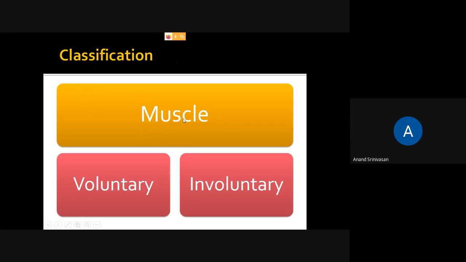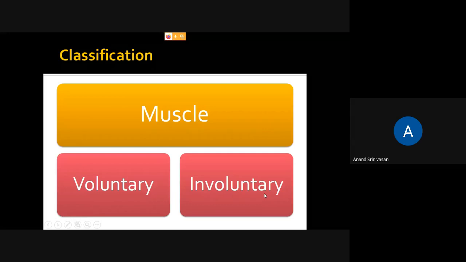The muscles can be classified into voluntary muscle and involuntary muscle. Voluntary muscles are the ones which you can move when you think. If you want to move, you can contract that muscle. So that is called voluntary muscle. Example, all the muscles which are attached to the bones, they are voluntary muscles.